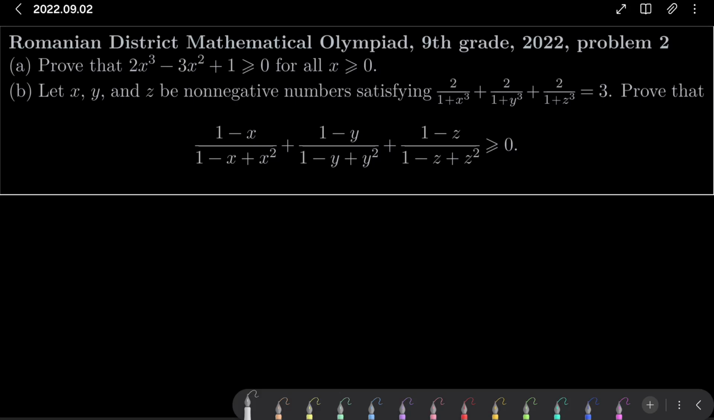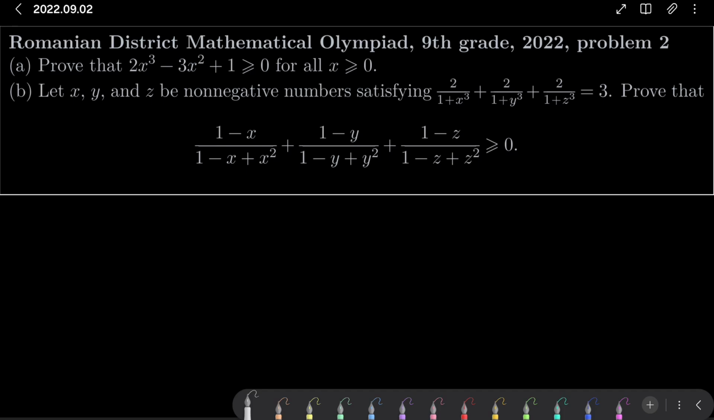Hello friends, in this video I'd like to solve the following problem from the Romanian District Mathematical Olympiad for 9th graders 2022, problem number 2. This problem has two connected parts. Part A, we wish to prove that 2x^3 - 3x^2 + 1 is greater than or equal to 0 for all x greater than or equal to 0.